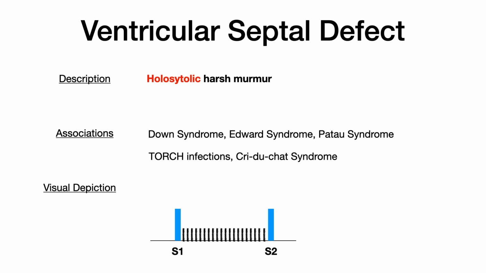But anyway, that's ventricular septal defect. Not a whole lot to know, like I said. And when it comes to picking up what this sounds like, it's going to be holosystolic and harsh. So this is what a ventricular septal defect sounds like.